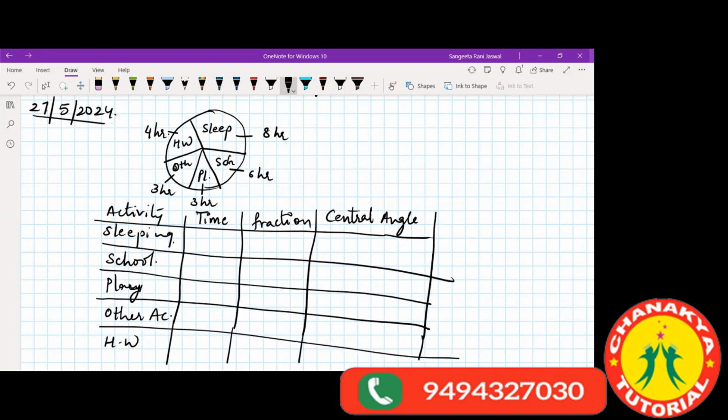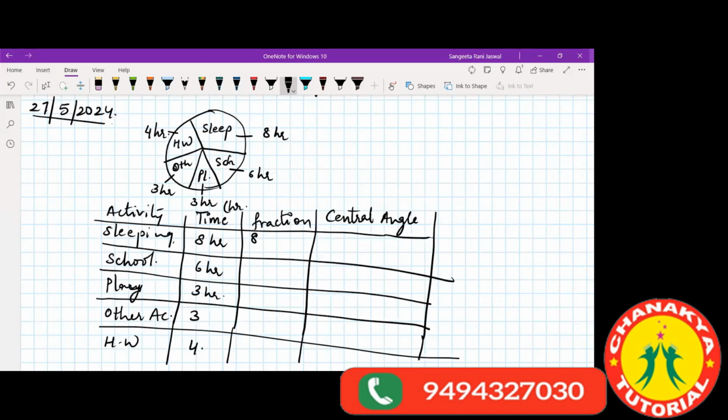Okay, now see. Time is given 8 hours here. Schooling is 6 hours. Playing is 3 hours. We don't have to write hours again. I'll write hours here. This is 3, this is 4. Okay, now what fraction is it?